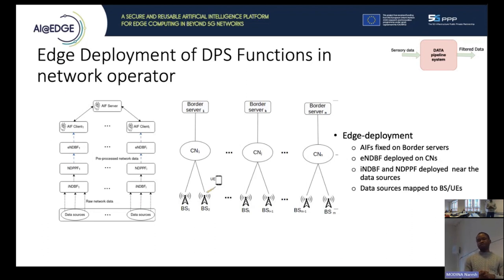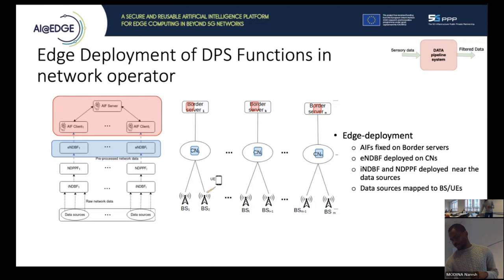Finally, for the edge deployment of the data pipeline system functions, we set the IEF nodes fixed on the border server. Then we deploy the egress network data broker function at the level of the core network. Then we deploy the network data preprocessing function and the ingress network data broker function closer to the data source, so we can say at the edge of the user equipment. This is where we also map the data sources to the user equipment.